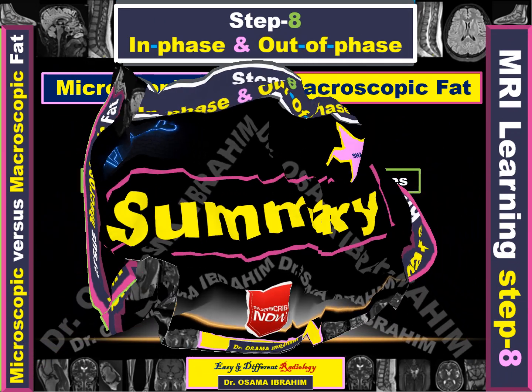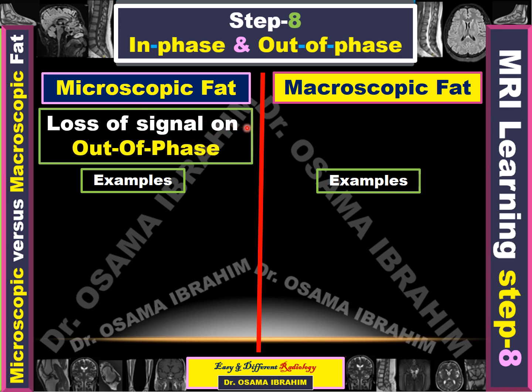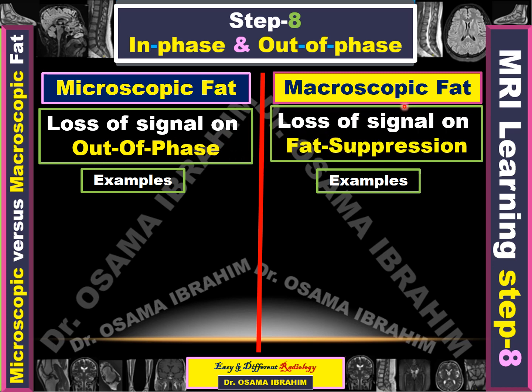Finally, to summarize my presentation, there are microscopic fat and macroscopic fat. Microscopic fat has loss of signal, recognized by loss of signal on out of phase. However, macroscopic fat has loss of signal in fat suppression sequences: T1 fat suppression, T2 fat suppression, STIR image, SPAIR, and proton density fat suppression. With any fat suppression, the loss of signal represents macroscopic fat.